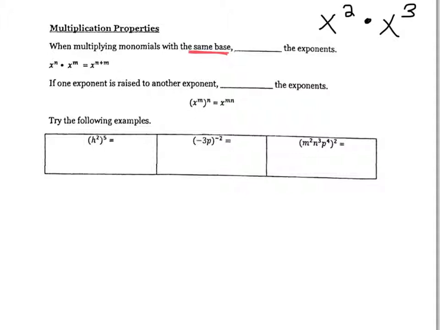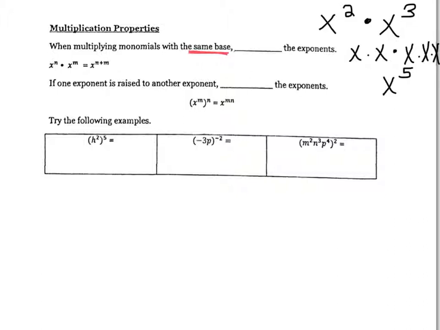Now, if I have an x squared, that means I have how many x's? Well, x squared means I have 2. If I have an x cubed, that means I have how many x's? I hopefully said that, 3. Well, now let's count up how many we have total. And we've got 1, 2, 3, 4, 5. So I know that x squared times x cubed says that I have x to the 5th.